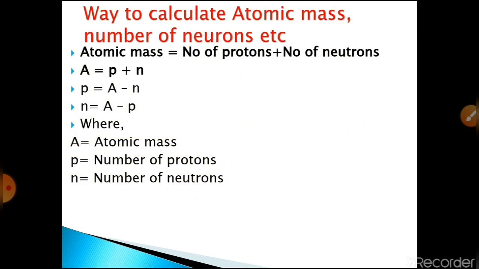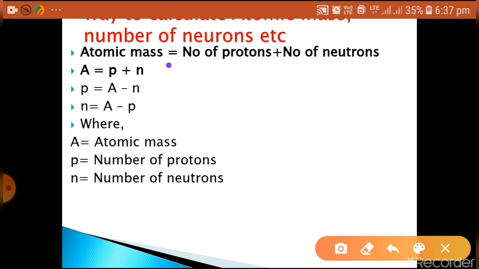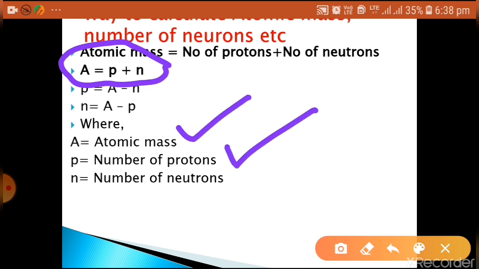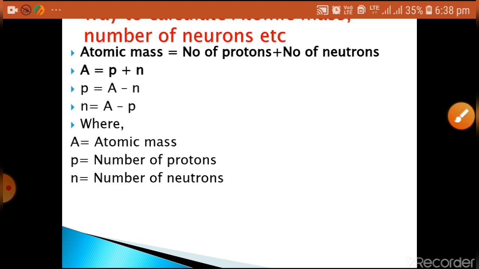So let us see atomic mass. As I have told you, the whole mass of the atom is situated inside the nucleus, and the nucleus contains protons and neutrons. Therefore for calculating atomic mass we have the formula: atomic mass is equal to number of protons plus neutrons. Here A is atomic mass, P is the number of protons, and N is the number of neutrons. If you know any two of these three things, you can calculate the other one. By modifying this formula, the number of protons is equal to A minus N, and the number of neutrons is equal to A minus P. So this is about atomic mass.